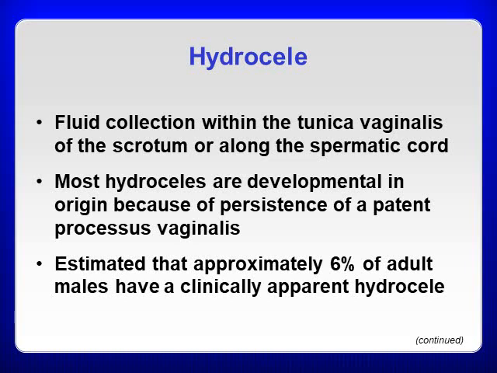Okay, a hydrocele is a fluid collection within the tunica vaginalis of the scrotum or along the spermatic cord. So it's basically a fluid pocket that forms in the scrotum of a male. Many times they're developmental, so if there's an anatomical anomaly present, for instance, the patent processus vaginalis could cause this. Some people have these clinically and they could be asymptomatic, or it could cause some discomfort in the scrotum or some painful scrotal swelling. The picture on the next slide will illustrate what this looks like.